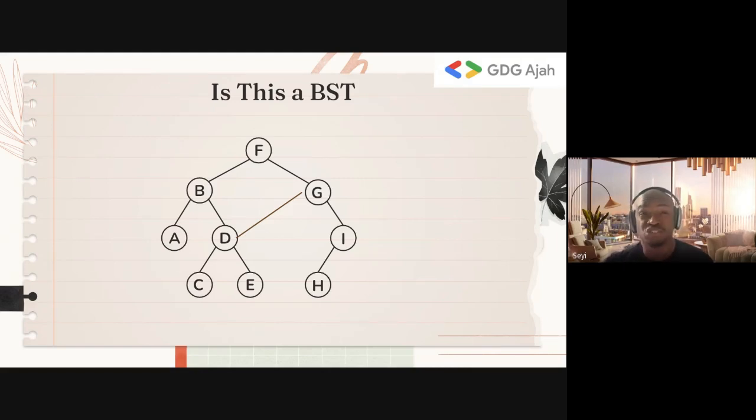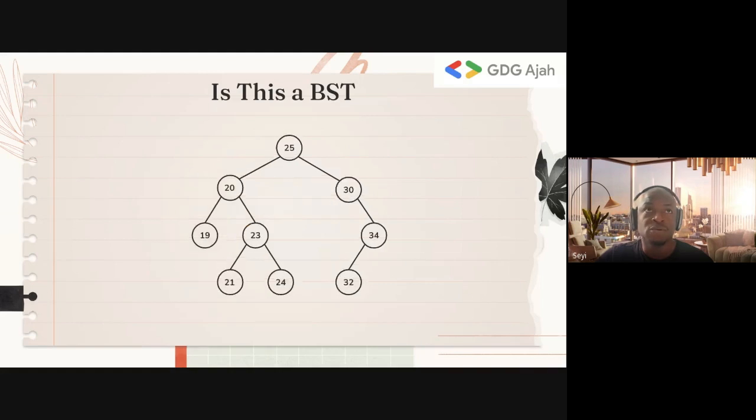In fact, this is not even a tree. Not even a BST. This is not a tree to begin with, because in a tree, you must have one parent. A parent could have multiple children, but all children must have one parent. That's the definition of a tree. So this is not even a tree, regardless of a BST. So is this a BST?